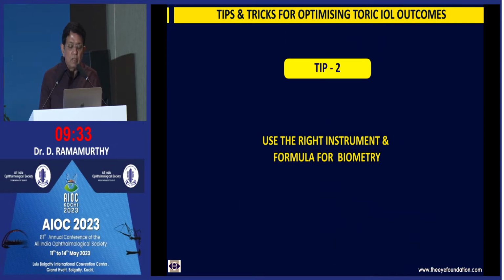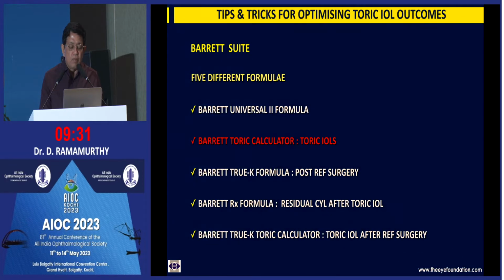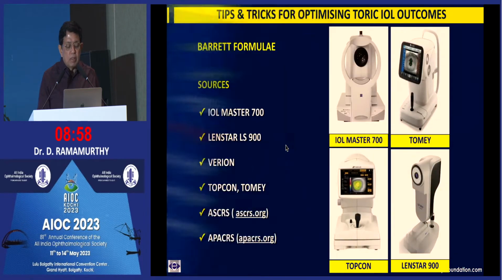Using the right instrument and the right formula is extremely important for biometry. There are multiple formulae available to us, and at every conference we keep discussing the advances, the nuances, and the differences. But as guidance across all our centers, we use the Barrett suite of formulae, which almost takes care of all our requirements. Our go-to formula for the evaluation of these patients is not the Barrett Universal 2 formula, but the Barrett toric calculator, and that's the primary formula in which we do all the measurements. It is simply because of this reason.